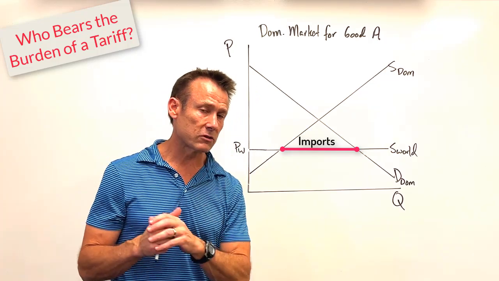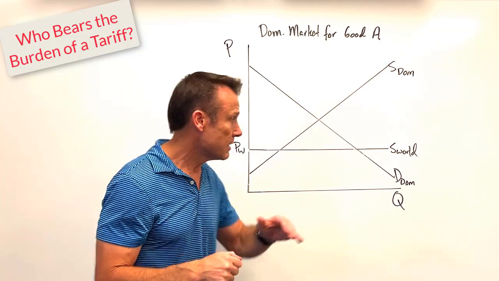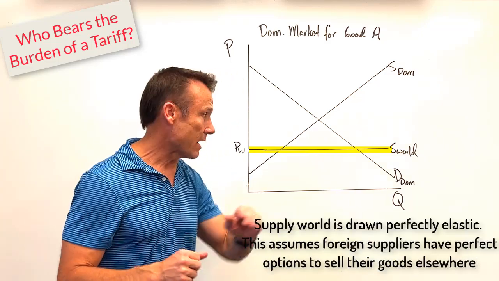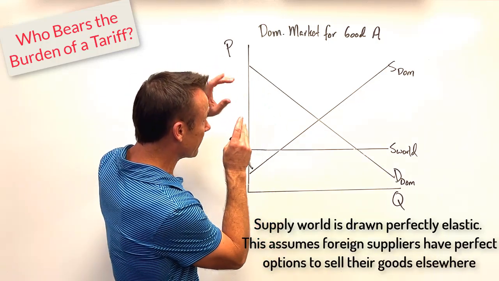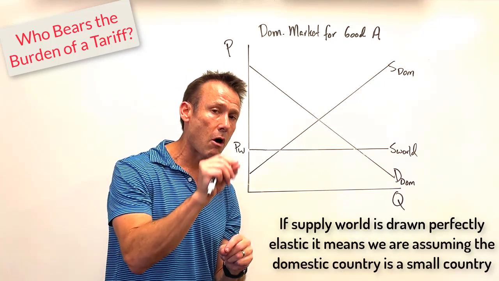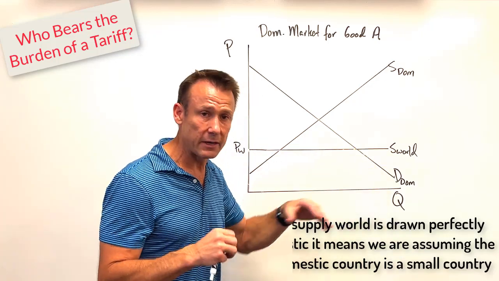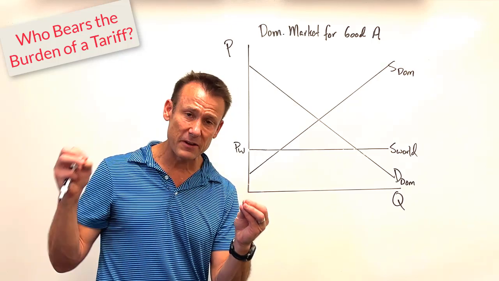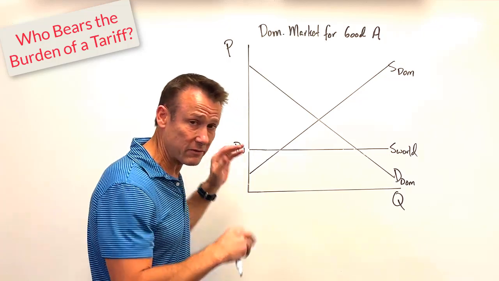Now here is the interesting thing about this graph and why it does not at all apply to the United States. We draw supply world perfectly elastic. When we draw a supply world perfectly elastic, we are assuming that this country is a small country, in fact an infinitesimally small country. What we are saying is the foreign suppliers, this curve right here, have perfect options, perfect alternatives to go sell their good in the world market at this price and no lower.